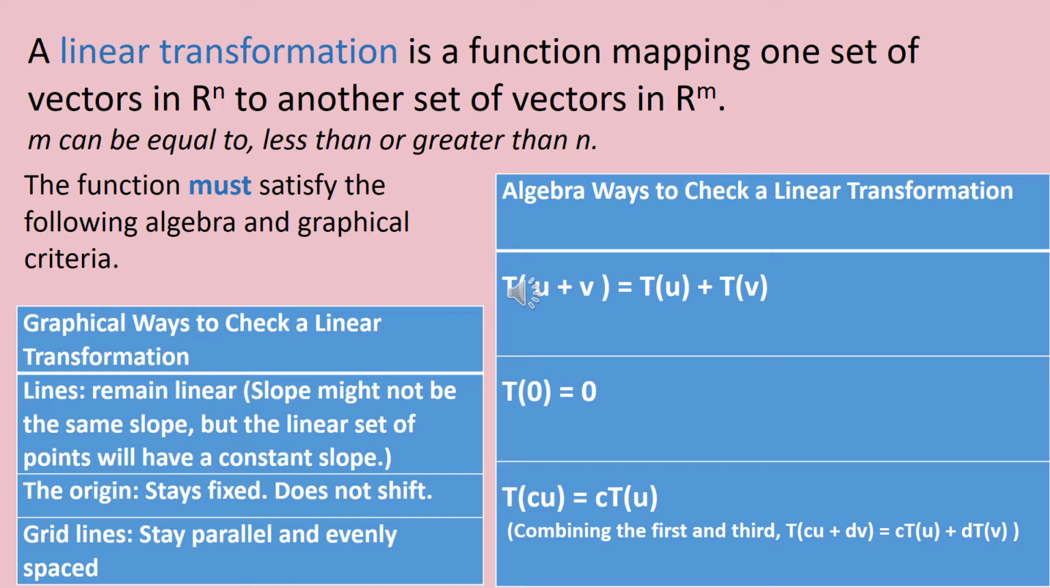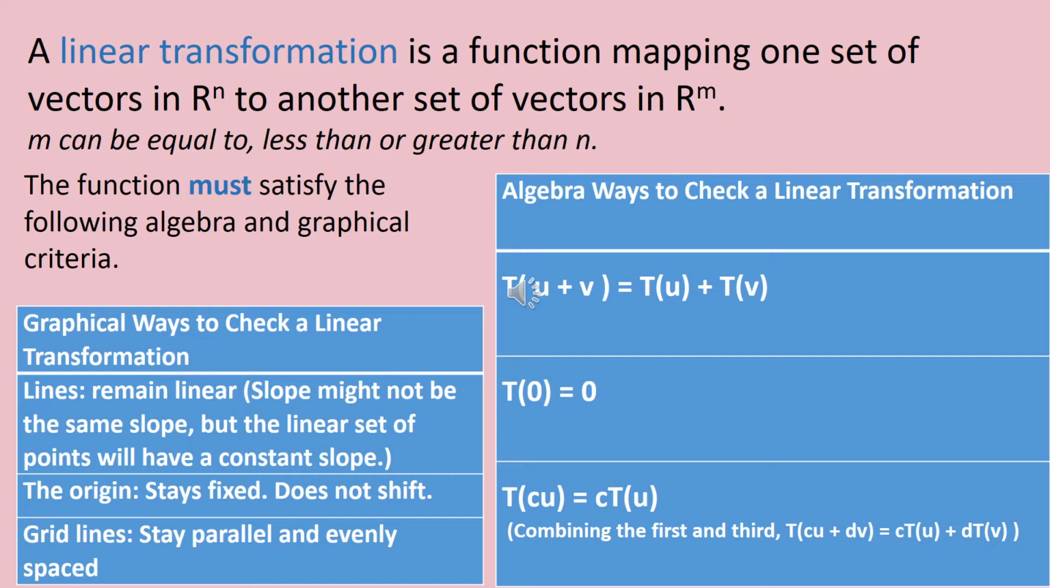And if I multiply a vector by a scalar, I should be able to do that ahead of time and then apply the transformation, or apply the transformation to the vector and then multiply by that same scalar. So T of c times u should equal c times T of u. And if you combine the first criteria and the third criteria, you could also say that T of c times u plus d times v should equal c times T of u plus d times T of v.